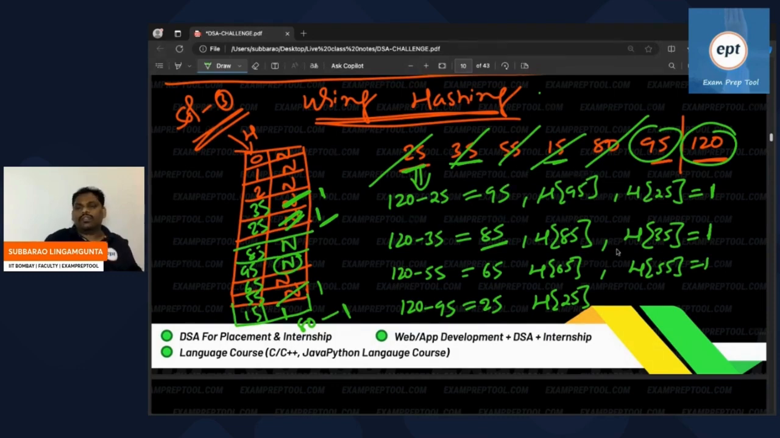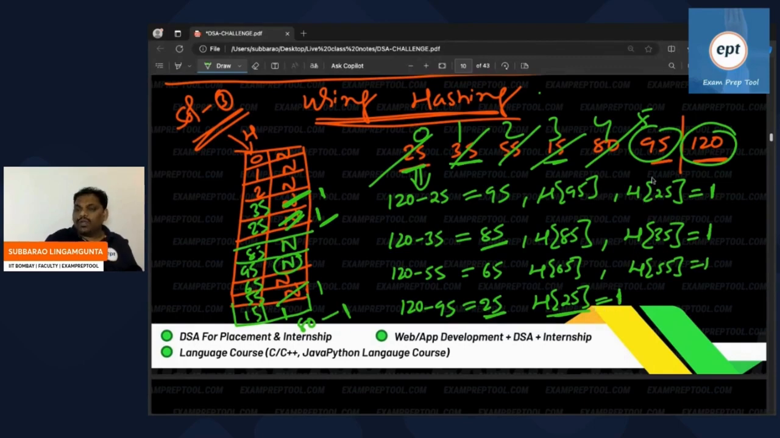Then you can return their numbers. What is the answer? Whenever 95 is coming, let's see the indexes. Whenever 95 is coming, from the total remove 95, which gives 25. Is 25 available or not? Verify. Yes, available. So now 95 came, already 25 came. By adding both of them, 120 comes.